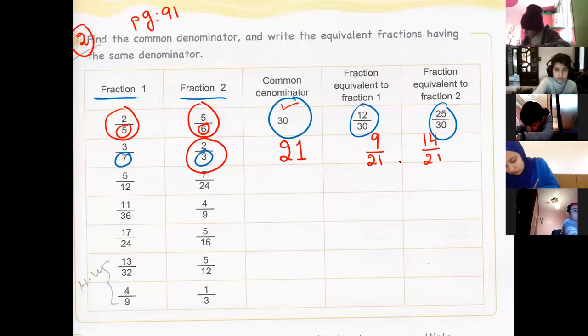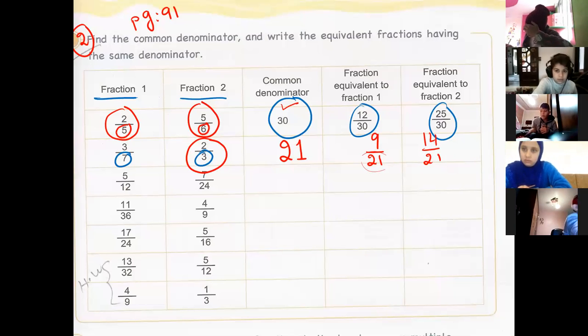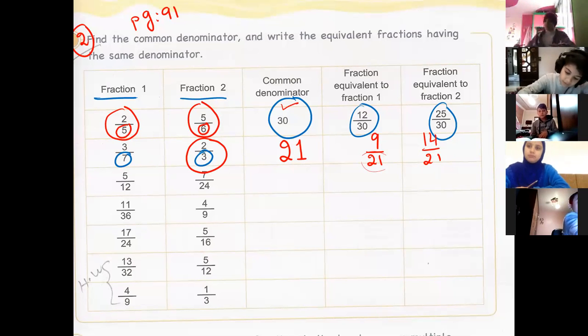Did you see the equivalent fractions? Both of them have the same denominator, which is 21. This is the goal of the question: to make the denominators the same. Okay? So is it clear, the second one? Yes, teacher.